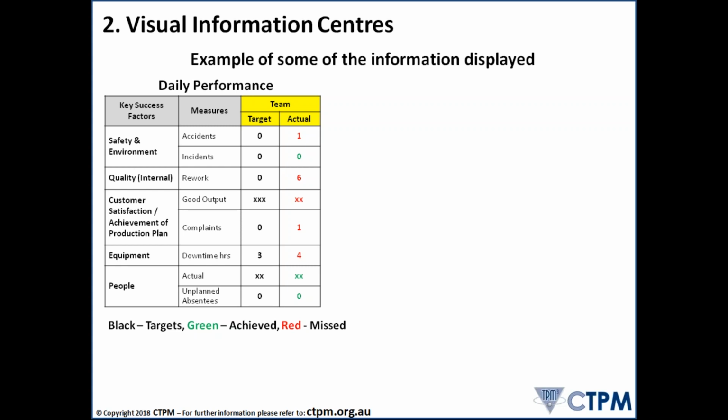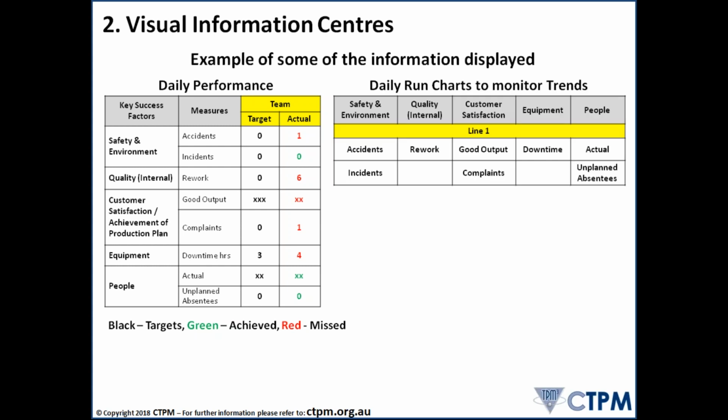Customer satisfaction, do we have good output? So was the quality, once again, the quality linkage there? And did we get any complaints? Did we have any downtime of our equipment? And what were the actual number of people we expected to work that day versus unplanned absences? So you can see how these don't require formulas. We need to make sure they truly reflect how you work as a team.